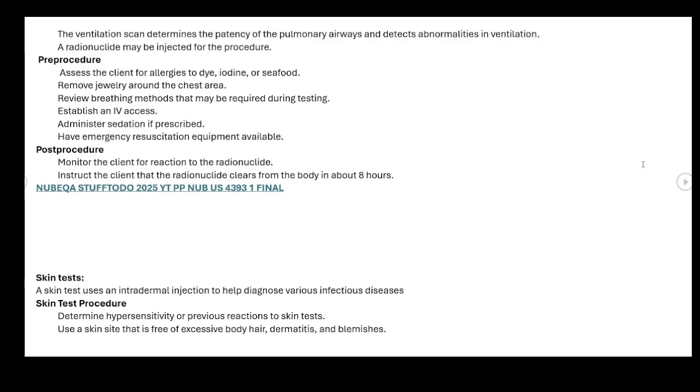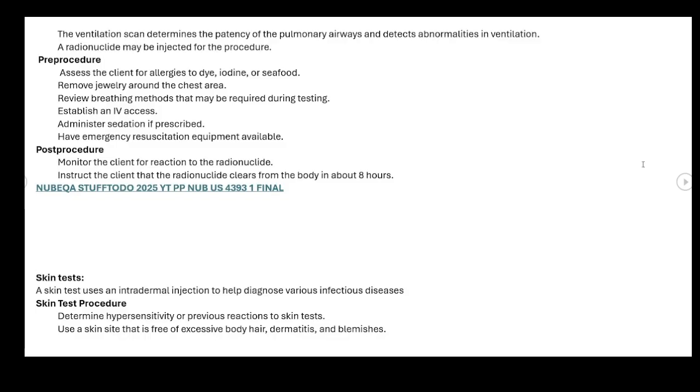The last but not the least that I'm going to go into details is the skin test. A skin test uses an intradermal injection to help diagnose various infectious diseases, and one of them is going to be TB. So let's look at the skin test first.